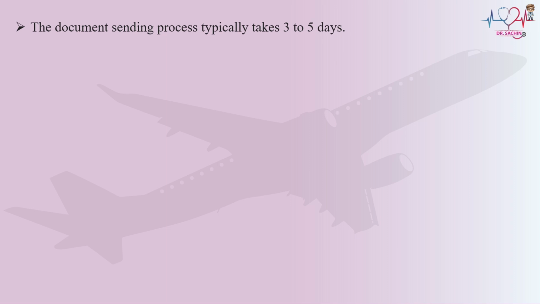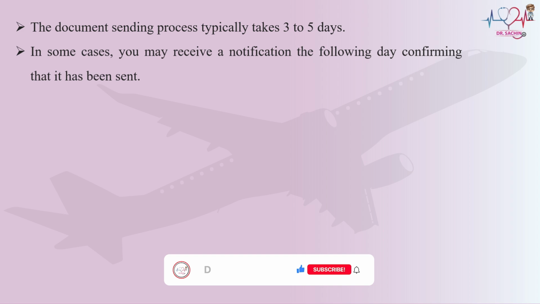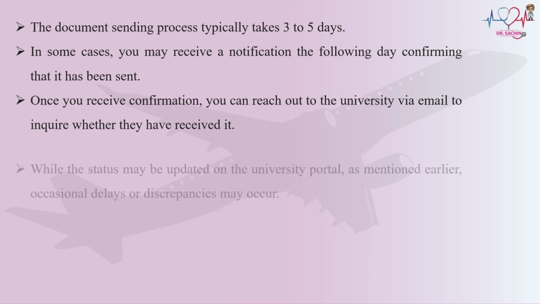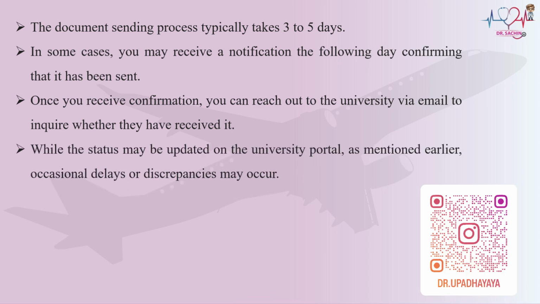Now you need to know that the document dispatch process takes 3 to 5 days to complete. In certain instances, you may receive a notification as early as the next day, confirming that the document has been sent. Upon receiving the confirmation, you can contact the university via mail to verify whether they have received the document or not. Although the status may be updated on the university's portal, occasional delays or inconsistencies may occur. So this way you can send your test score details to the desired university.